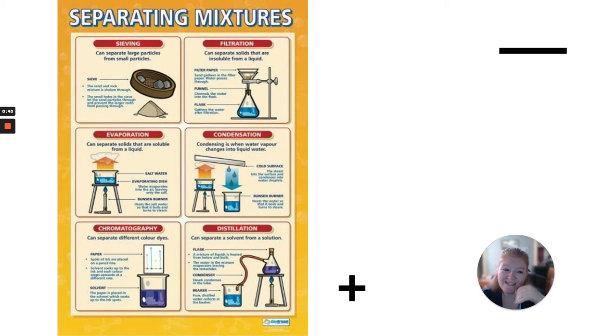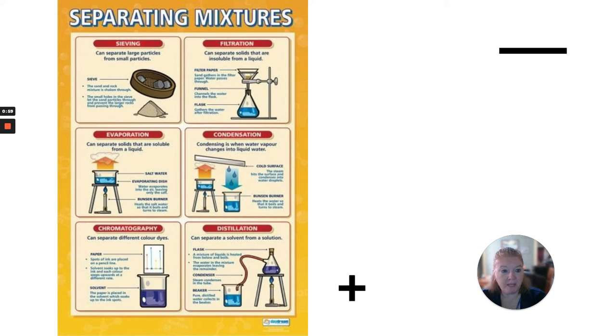If something does not fully dissolve, so say you mixed sand and water, you can use filtration. You can use sieving, that's to kind of get out larger chunks. Okay. And we can use chromatography.